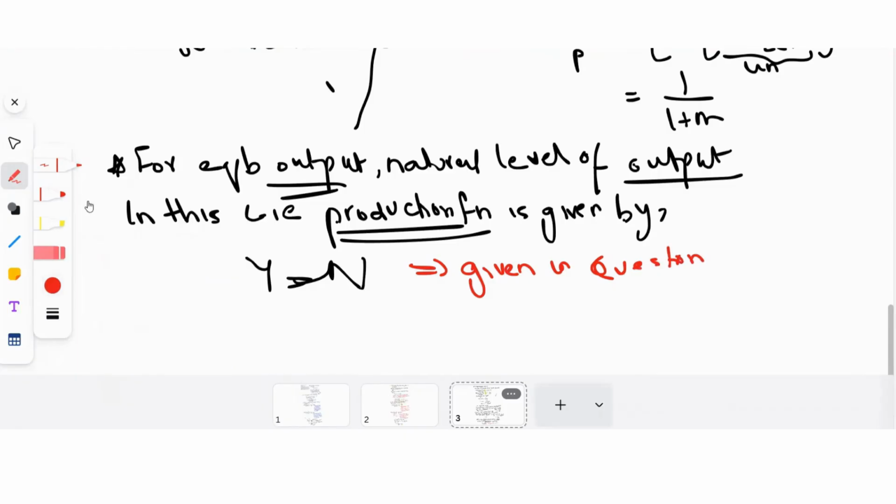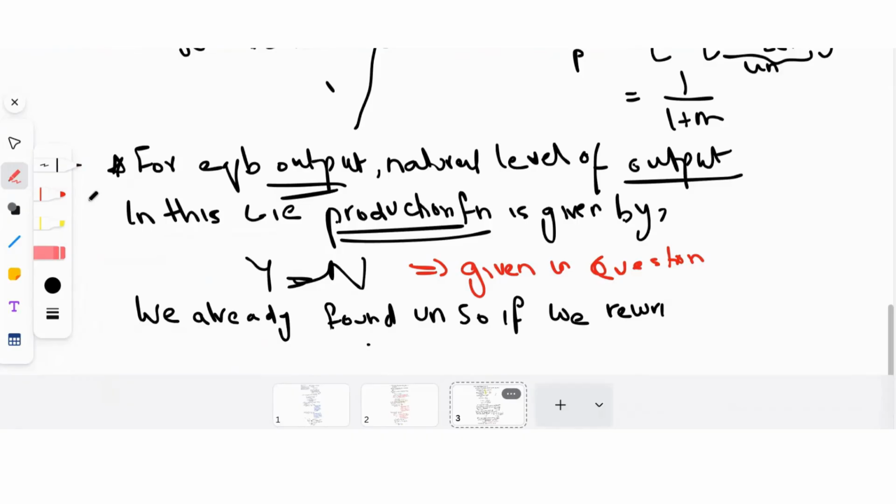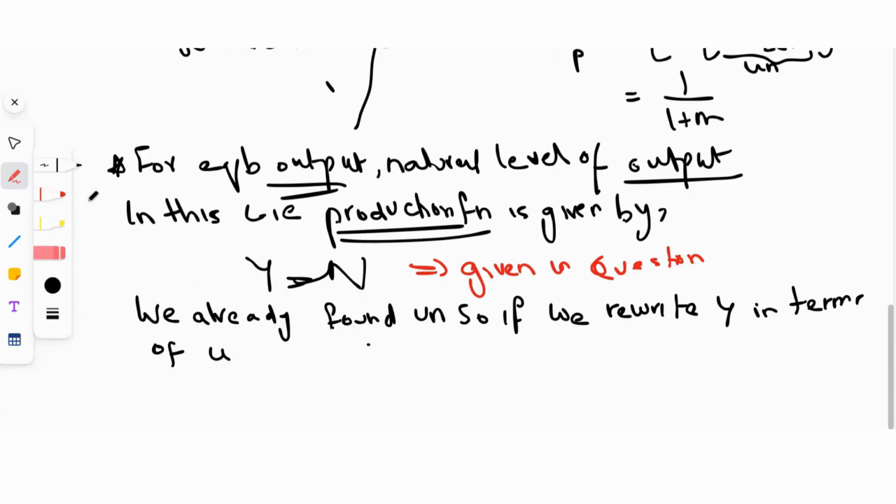Now the idea is that we already found un. We just found the equilibrium value of the unemployment rate. So if we rewrite y in terms of u, right now y is written in terms of n, obviously. Output, based on the production function, would obviously be written in terms of the level of employment. So what if we rewrite y in terms of u rather than n?